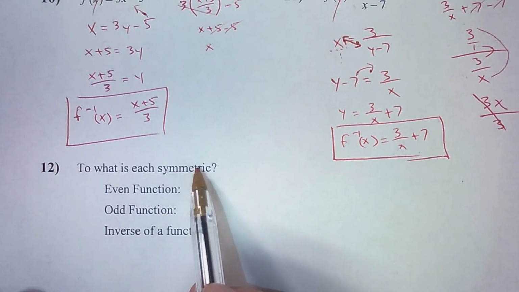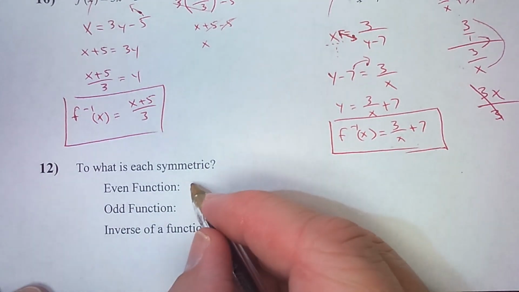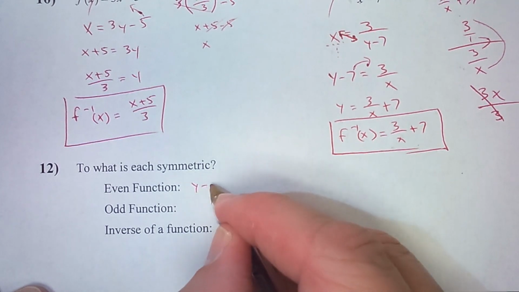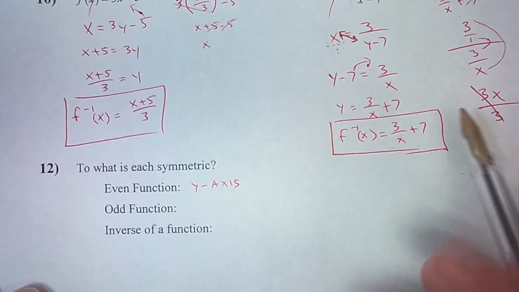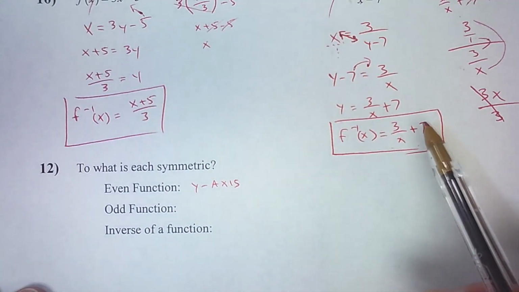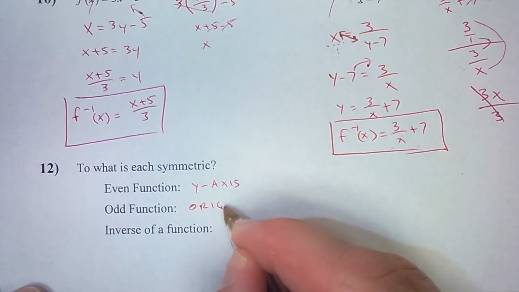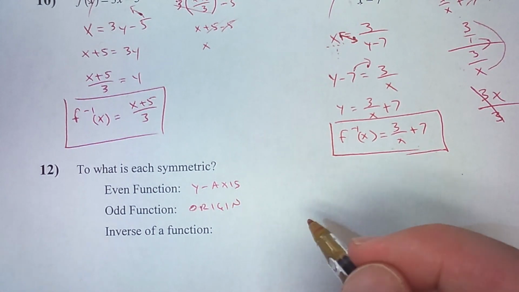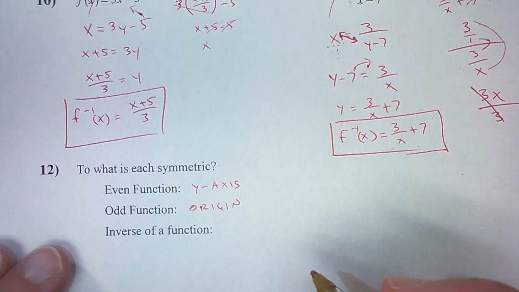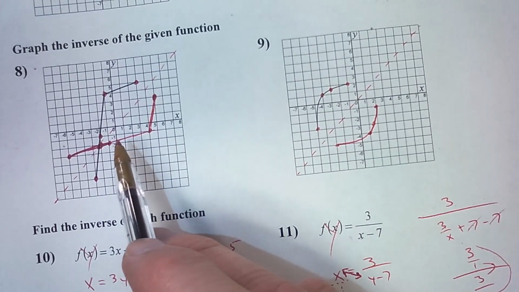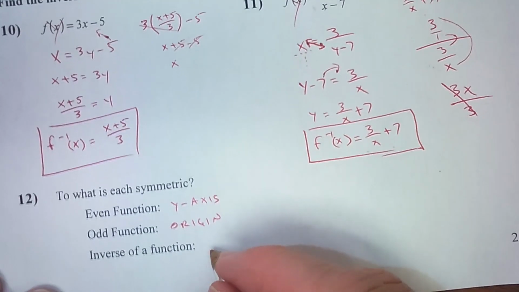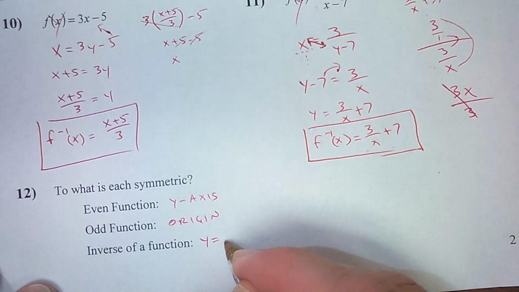And a few questions here about symmetry. To what is each symmetric? An even function is symmetric about the y-axis, so it can flip horizontally and land on itself. An odd function is symmetric about the origin, so it has rotational symmetry around the origin. And an inverse of a function, as we just did here, is symmetric about y equals x.